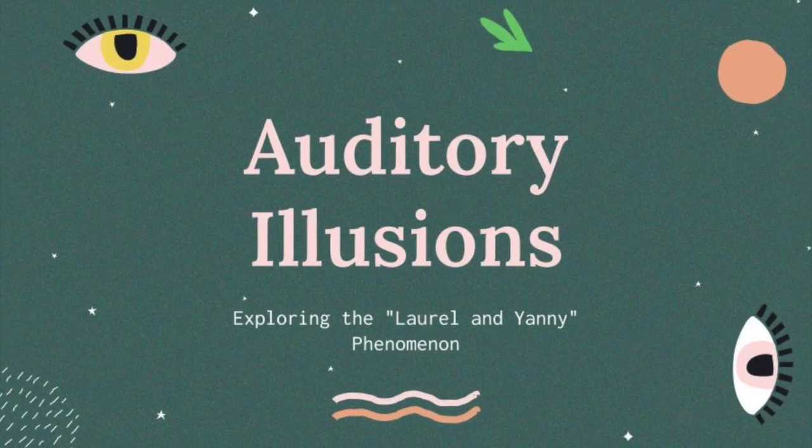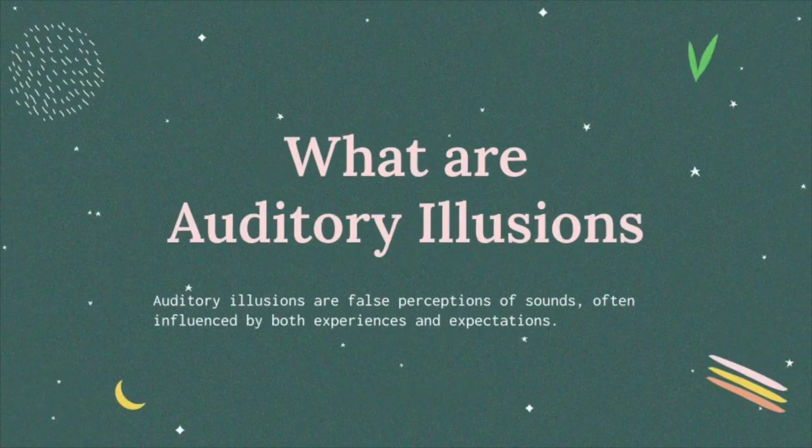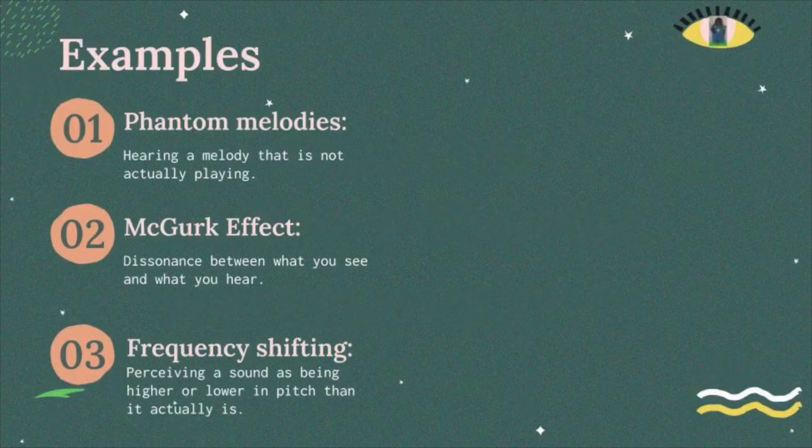What are auditory illusions? In short, these are false perceptions of sounds, the equivalent to optical illusions, but for the ears instead of the eyes. They may sound simple, but these illusions come in a wide array of forms. One example are phantom melodies, in which you hear a melody that is not actually playing.